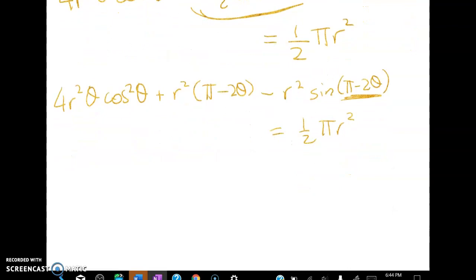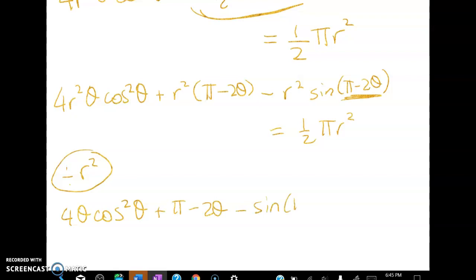We can divide everything through by r squared because we know that's a positive number. That leaves me with this: 4 theta cos squared theta plus pi minus 2 theta minus sine of this minus pi on 2 is equal to 0.